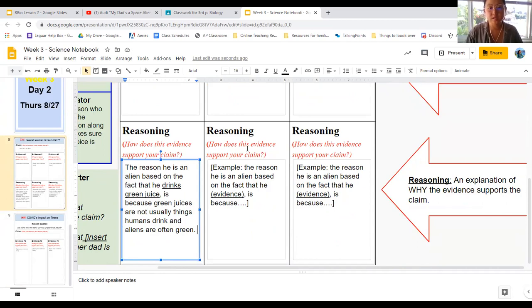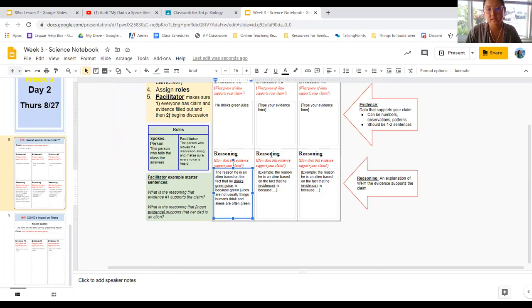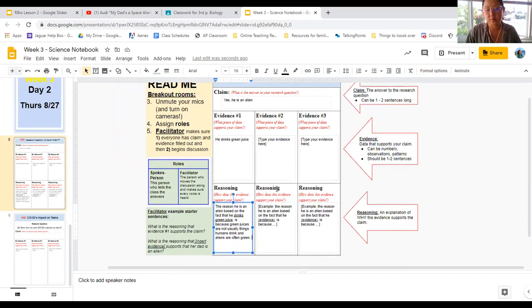So that would be the little girl's reasoning for why she thinks that drinking green juice makes her dad an alien. So do you see how with reasoning, you are trying to connect the evidence to the claim. So try to think with the little girl. What is the little girl's reasoning for why having a spaceship makes her dad an alien? So as a little girl, you would maybe think, oh, he's an alien because nobody else on Earth would have a spaceship other than an alien, right? So I want you to finish this reasoning as homework, or not as homework, on your own, okay?